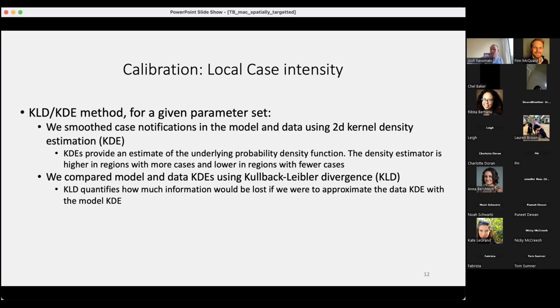And so we generated a KDE from the model and a KDE from the data set that we were matching the model to. This was really the goal of the calibration: to recreate the local intensity of cases, so to recreate clustering of cases in different parts of the district. So we have a KDE from the model, and a KDE from the data, and then we compared them using the Kullback-Leibler divergence, which essentially quantifies how much information would be lost if we were to approximate the data KDE with the model KDE.